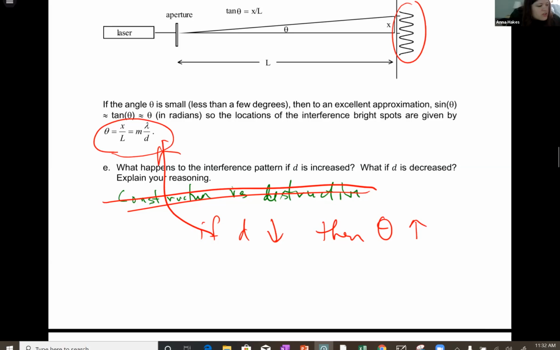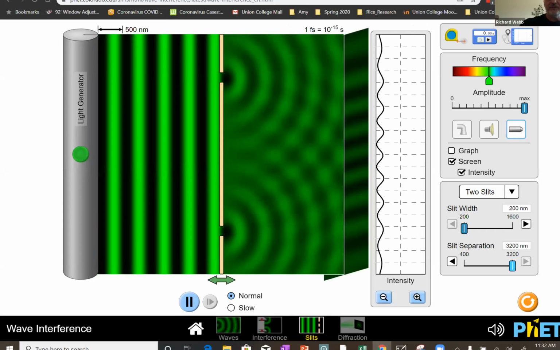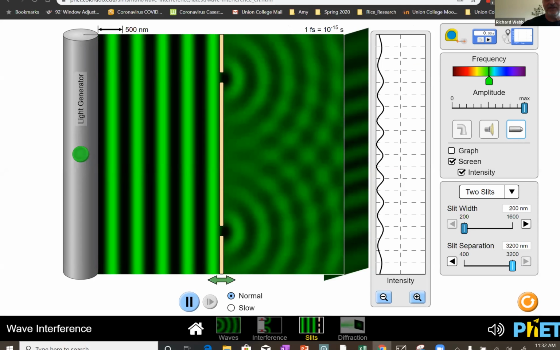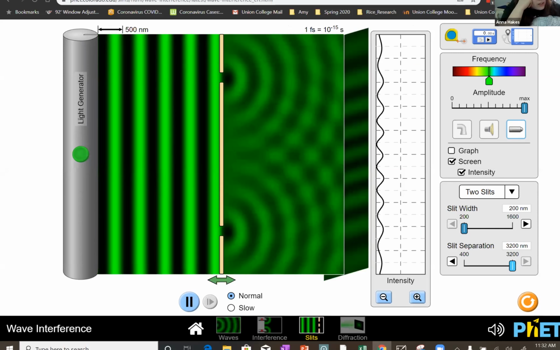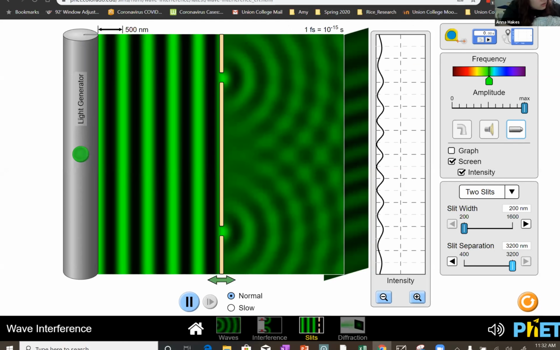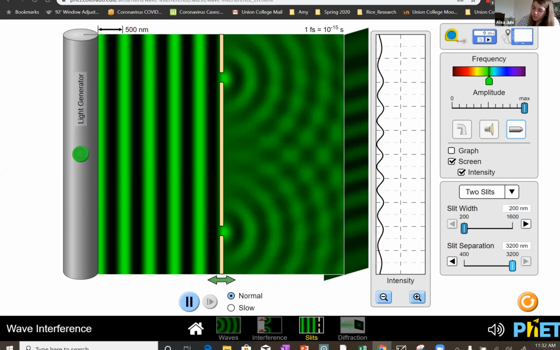But what does that have to do with the interference pattern? The interference pattern is what we see in this screen. I know you can't see that I'm pointing to it, but what we see in the screen at the end. Yeah, that makes sense, I guess. Yeah, it does. Okay.